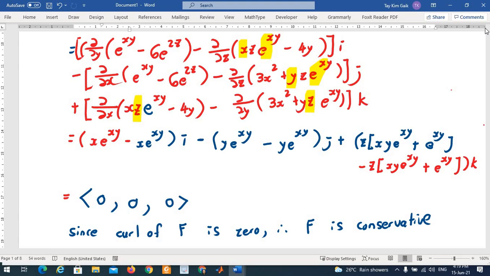Basically, here it is not only the cross product, but you must also master your differentiation skill, meaning the partial derivative skill that you learned in chapter 1.